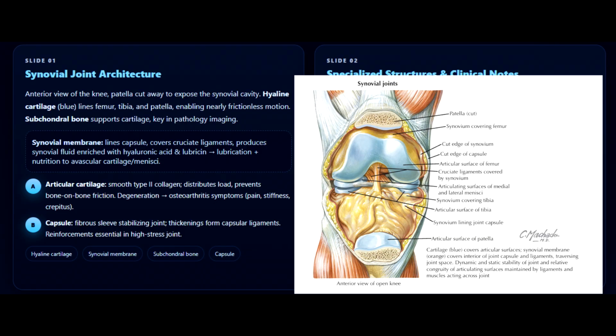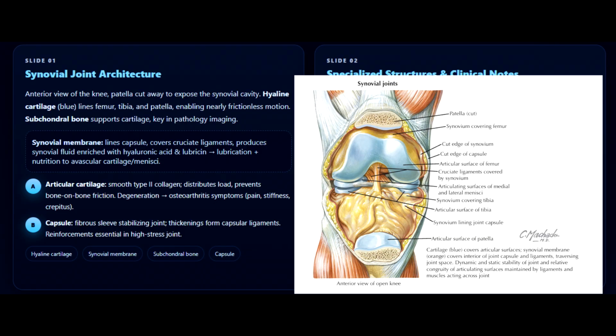At the very top, notice the patella itself, sectioned to reveal its articular surface, which is normally covered in smooth hyaline cartilage. This cartilage, shown in blue, creates an almost frictionless surface, allowing the patella to glide over the femoral condyles during flexion and extension. Beneath it, the synovial membrane and the capsule are depicted in orange, lining and enveloping the joint, maintaining the sealed environment that makes synovial joints so unique.